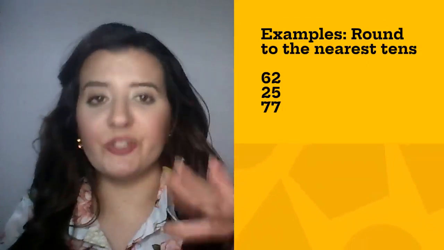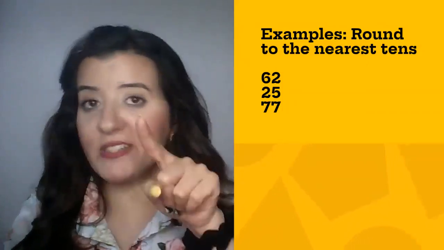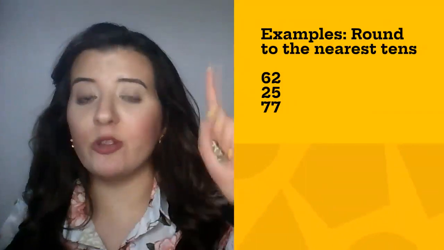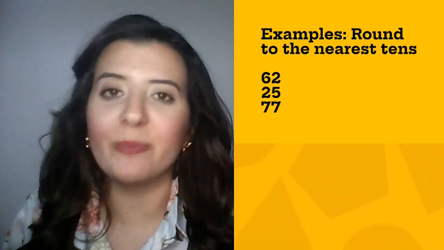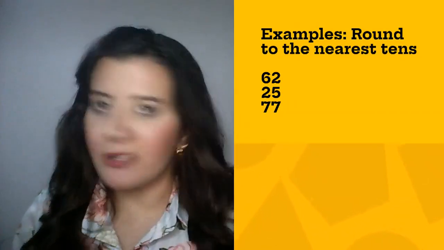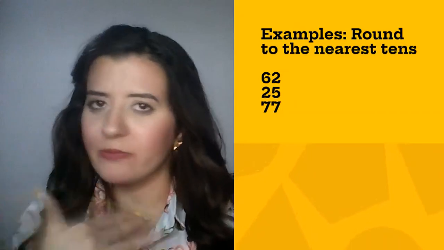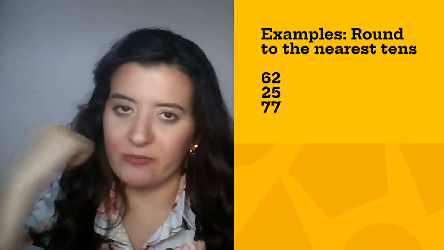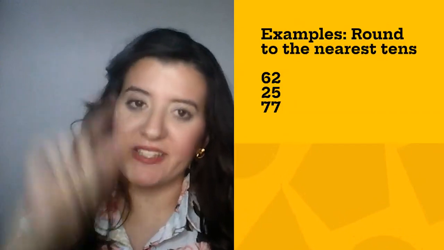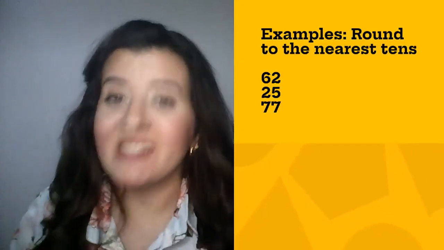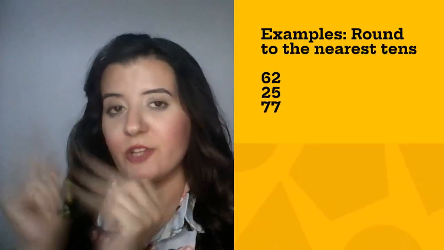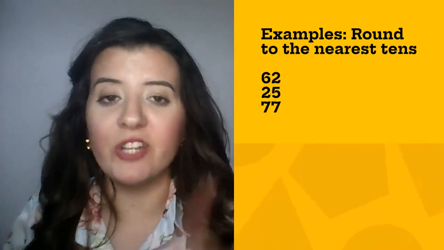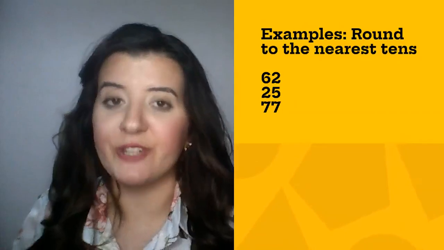So for example, I have 62. I'm going to underline the six, and I'm going to draw an arrow and look at the two. I'm like, "Hey neighbor, can you help me? What's your number?" And he's going to say, "I'm a two. I can't help." "No, man, we're going to go back down. You're just going to add a zero." So 62 rounds to 60. You're going to move it to the closest 10. Okay? So I want you to pause the video now and try to answer 25 and 77 on your own.